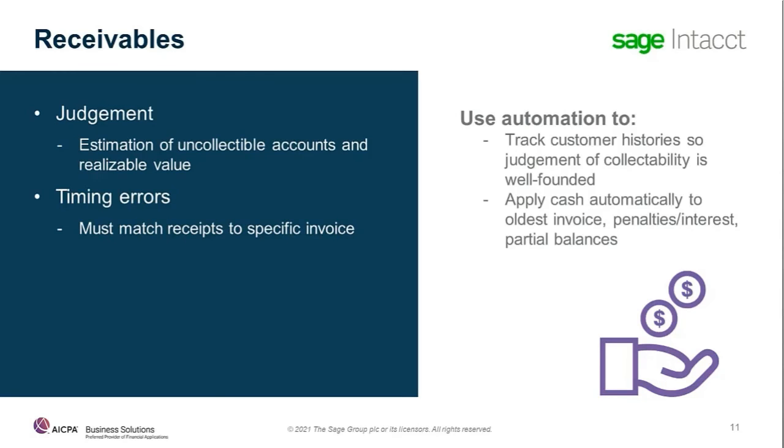And those are things that we think are worth keeping in mind when you want to show auditors that your judgment is well-founded. Being able to have the historical information to back up the allowances or what you think is going to be uncollectible. So that's net realizable value.